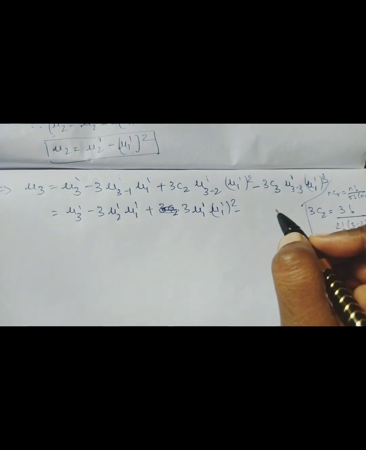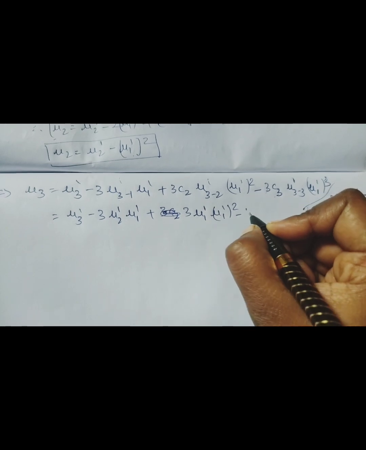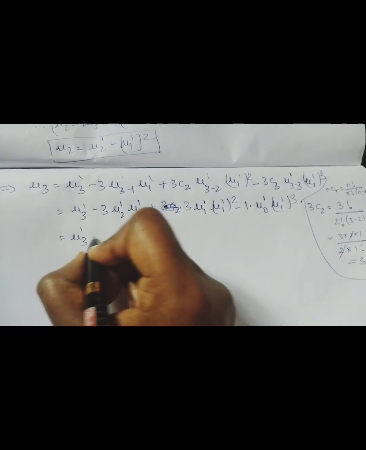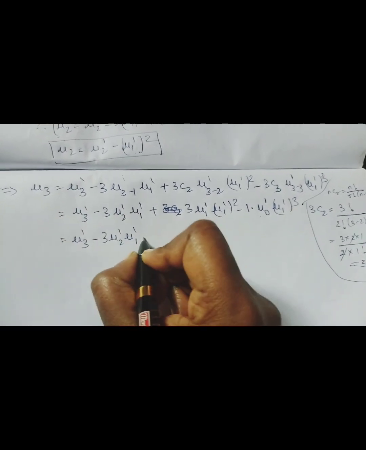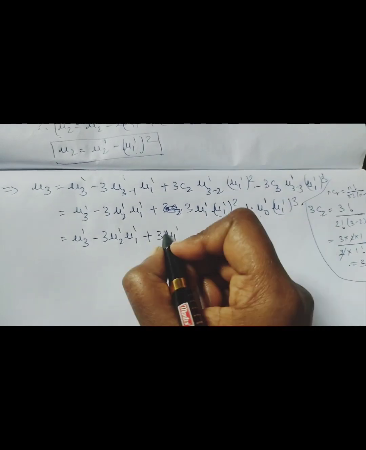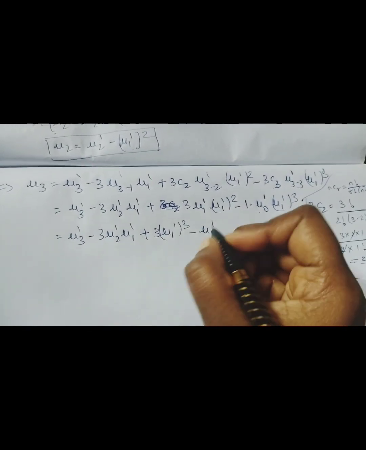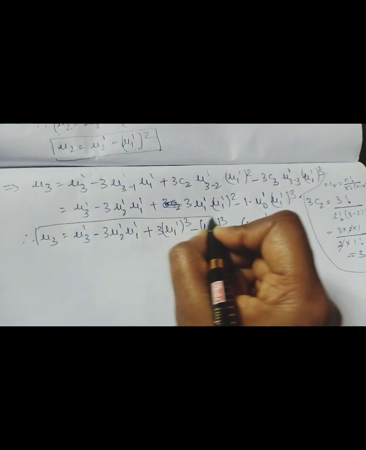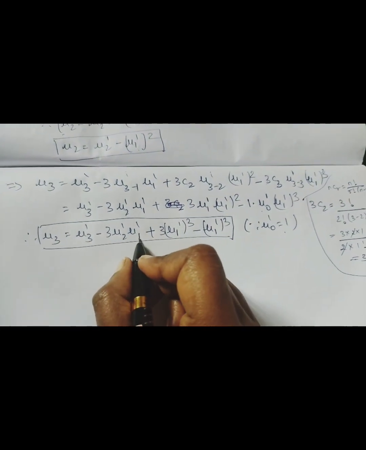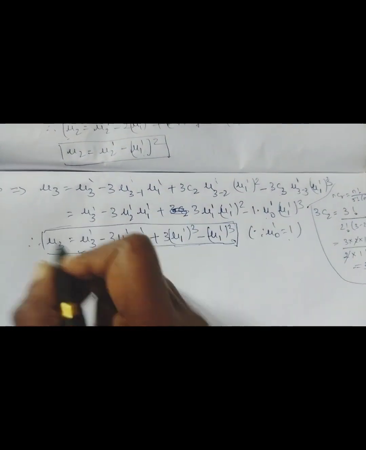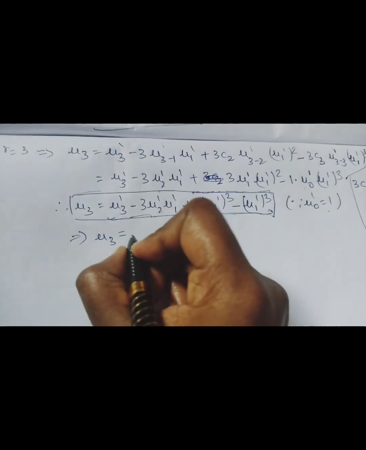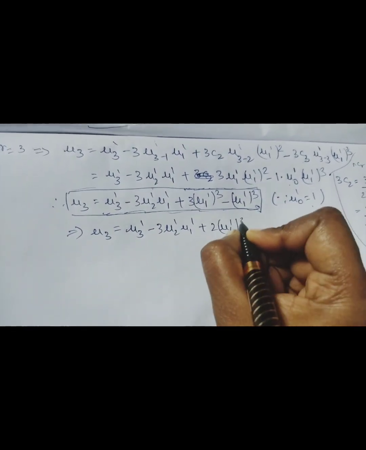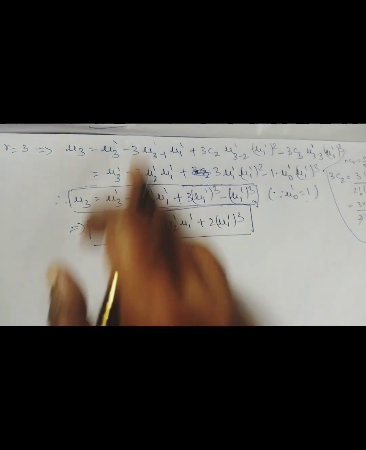I told you already, nCn is equal to 1. If both n and r values are the same, it is 1 into μ0' into μ1'³. μ0' is 1. So μ3' minus 3μ2'μ1' plus 3μ1'³ minus μ1'³, since μ0' equal to 1. Therefore μ3 equals μ3' minus 3μ2'μ1' plus 2μ1'³. This is the final formula we have got from the formula above.